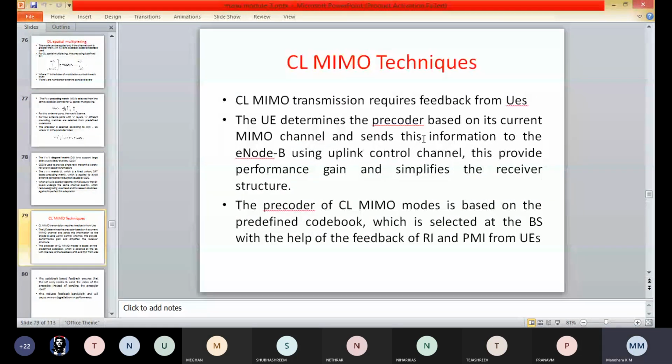So next we have closed loop MIMO techniques. The closed loop MIMO transmission requires explicit feedback from the user equipments regarding the optimal precoding matrix or vector. The user equipment, that is UE, determines this based on its current MIMO channel and sends the information to the E node B by using the uplink control channel.